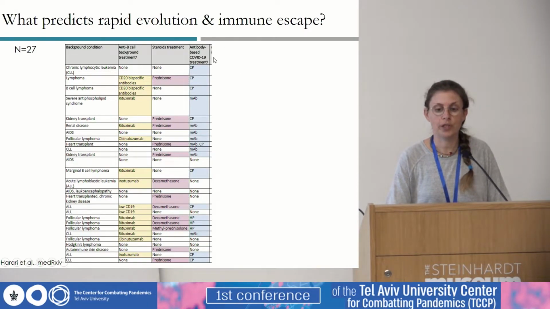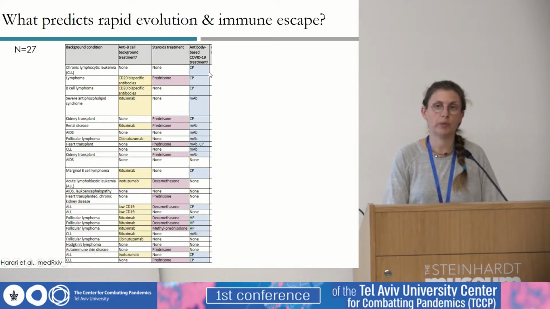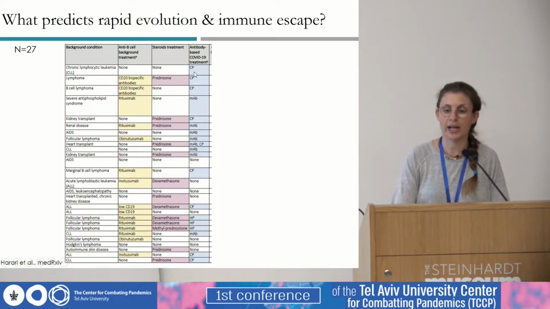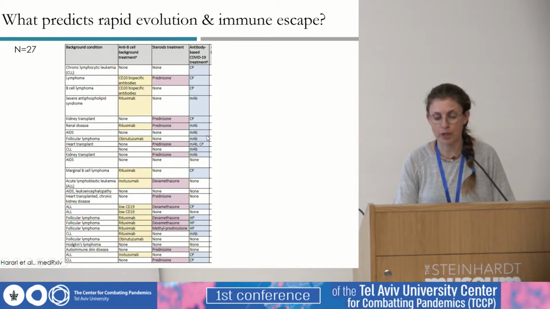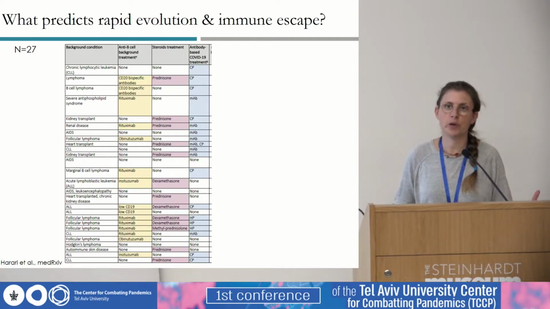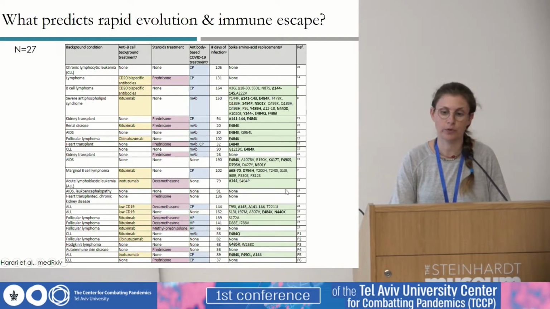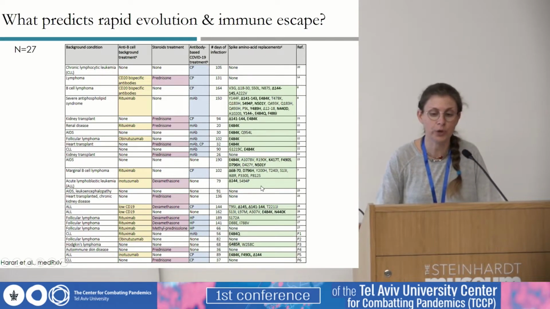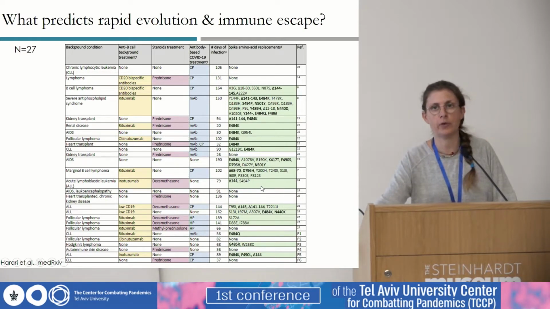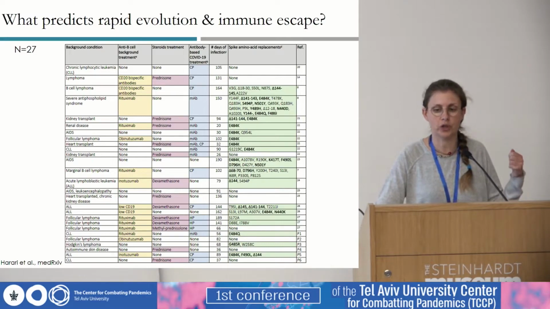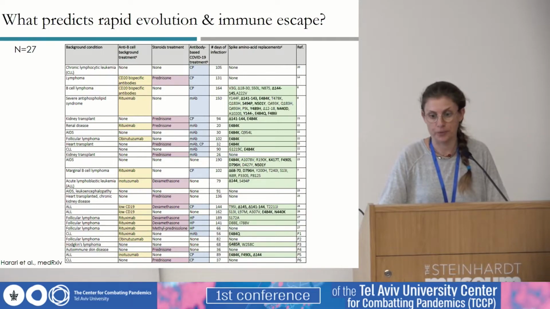Some of them were treated with antibody-based COVID treatment, what I mentioned before, either convalescent plasma or monoclonal antibodies. And so you see the pattern here is very, very mixed. And this is the outcome from our point of view. The outcome is the ones that are marked here in green are those where we see very, very well-known mutations that are associated with antibody evasion.